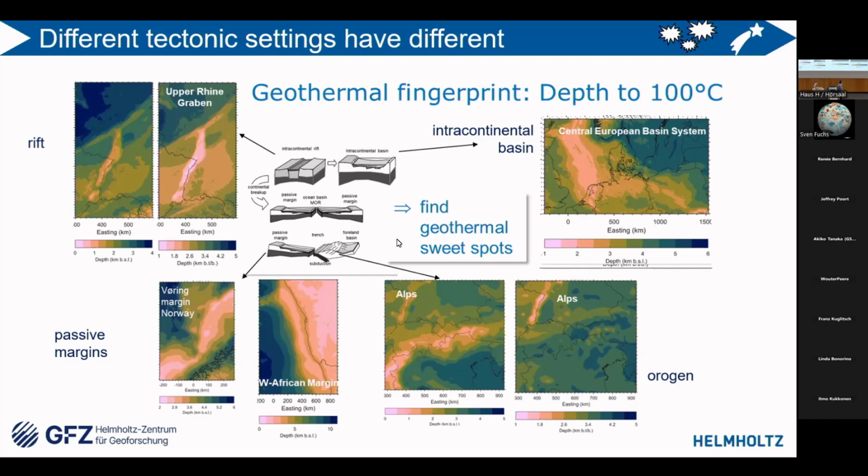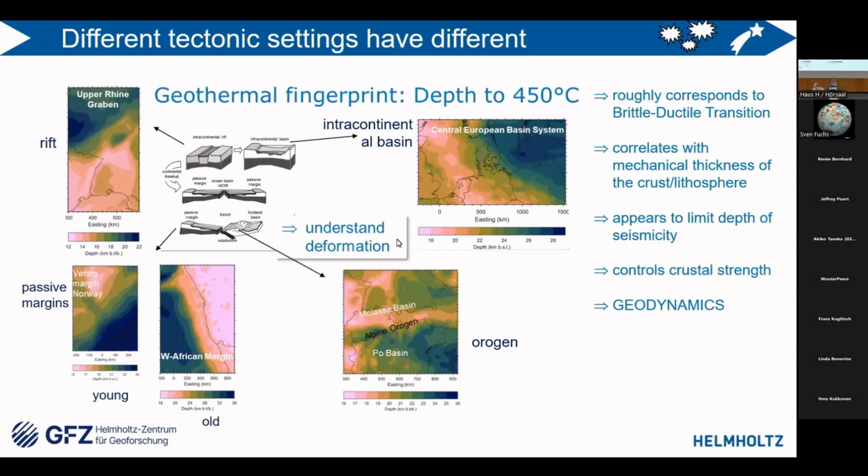Central European Basin System, we are sitting about here, is different again. Another magic number in heat flow and temperature is the 450-degree isotherm that is generally taken as a proxy for the brittle-ductile transition. It roughly corresponds to the one of quartz, and the quartz-rich rocks in the crust would then correspond to that. We learn increasingly that this may be challenged in the future, the more experiments we have. But it shows, if we compare it with the depth of seismicity that we observe, that it also correlates with the mechanical thickness of the crust, and it appears to limit the depth of the seismicity.